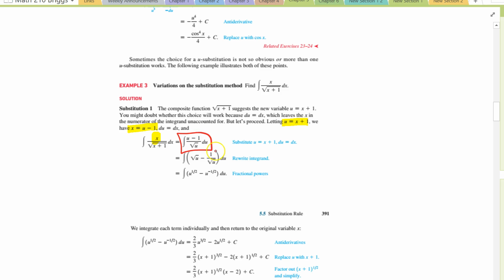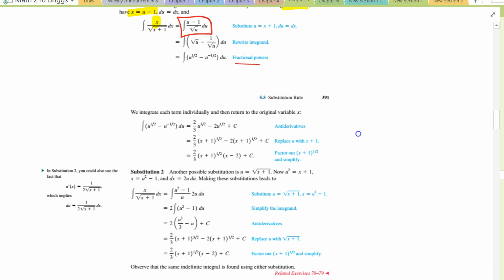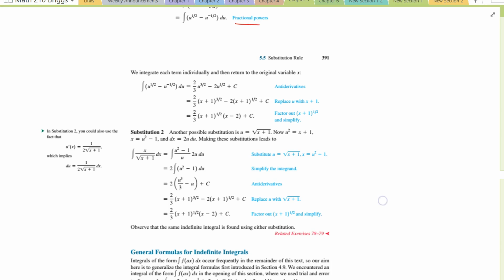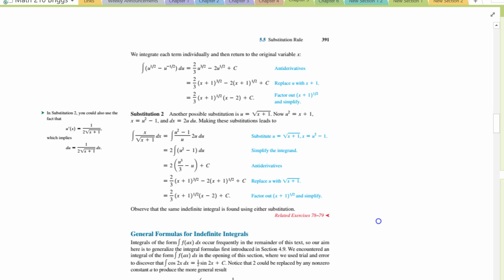And then I'm able to just rewrite the integral and use fractional powers to integrate that. And that's shown there. So those are common examples of things that might come up. Something like this is, I could go about this and substitute it.